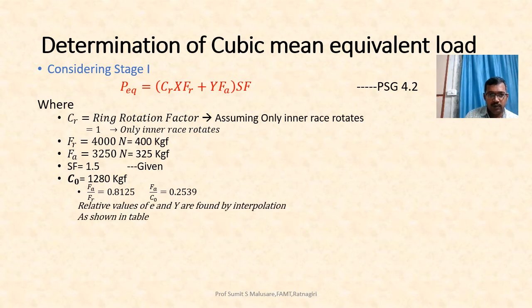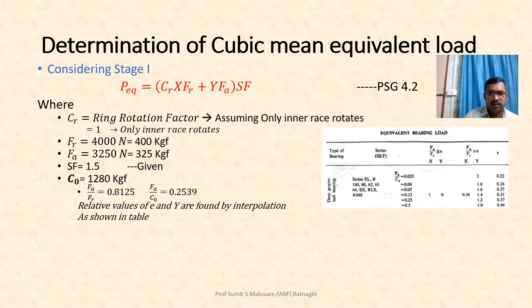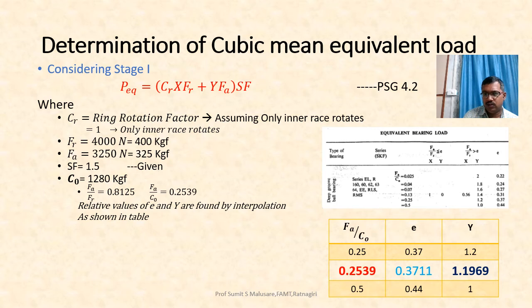Okay, so the relevant values of E and Y are found out by interpolation. This is a standard value. Our value of FA by C0 comes out to be 0.2539, which is in between 0.25 and 0.5. Corresponding values of E are 0.37 and 0.44. So I have to go for interpolation. By interpolation I will get the value of E as 0.3711. Now FA by FR is still greater than the value of E, so I have to use the value of X equal to 0.56 and Y equal to 1.1969 by interpolation.